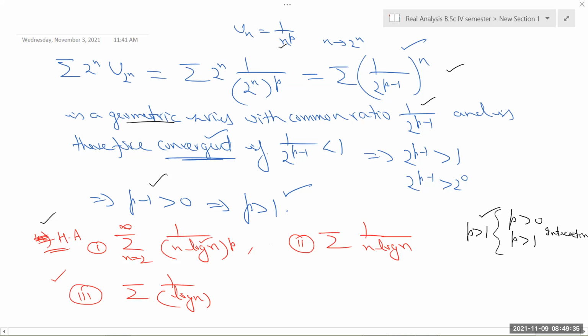In the next lecture, I will start the series of arbitrary terms. In that case, I will again recall the concept of alternating series. And then we will look at rearrangement, especially Riemann's theorem, and the difference between conditional convergence and absolute convergence.